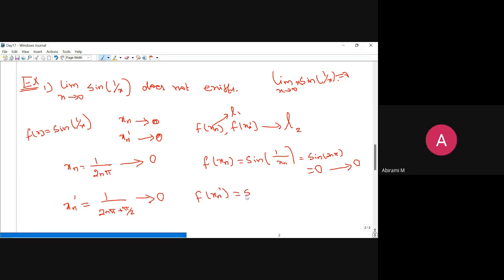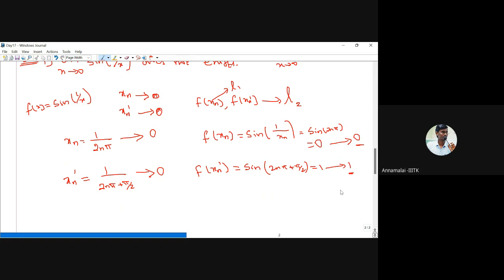It's nothing but sine of 2nπ + π/2. If I apply sine(a + b) = sin a cos b + cos a sin b, you'll get 1. So this is a constant sequence 1, 1, which converges to 1. Now we have a different limit. Therefore, the limit does not exist. The limit as x goes to 0 of sine of 1/x does not exist.